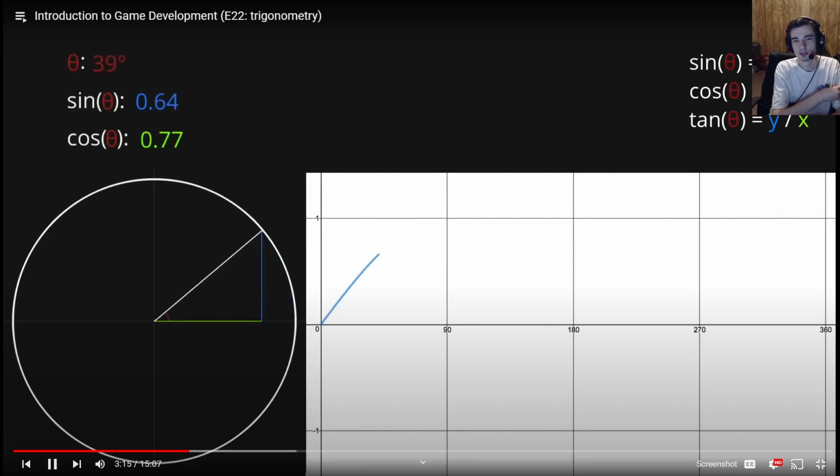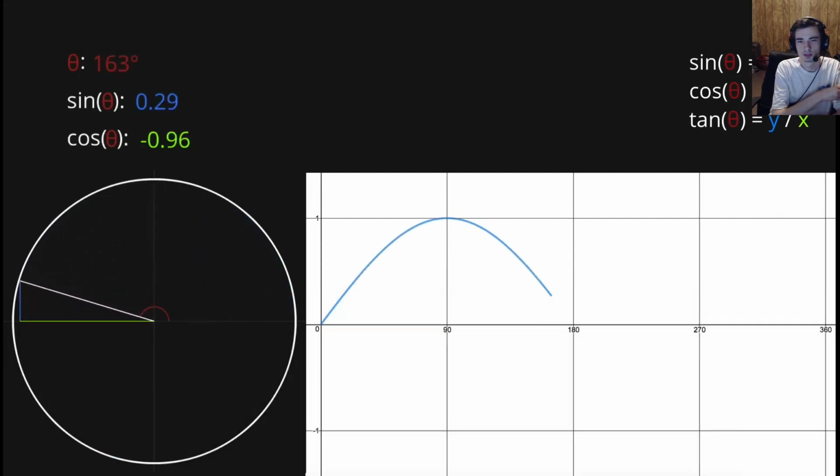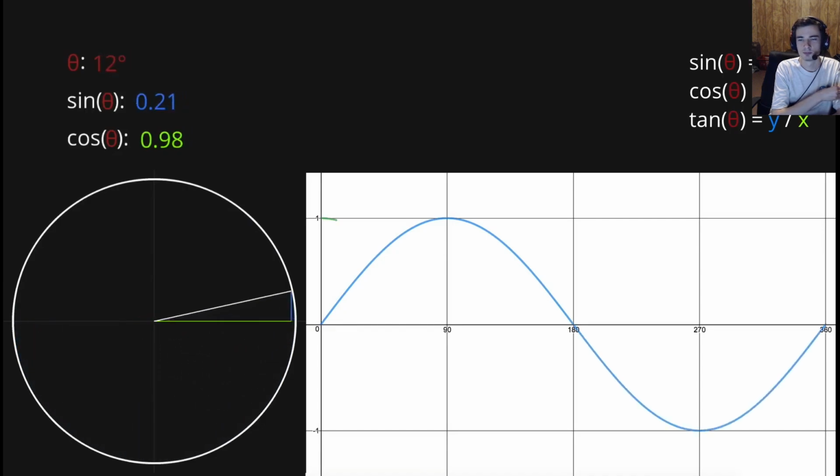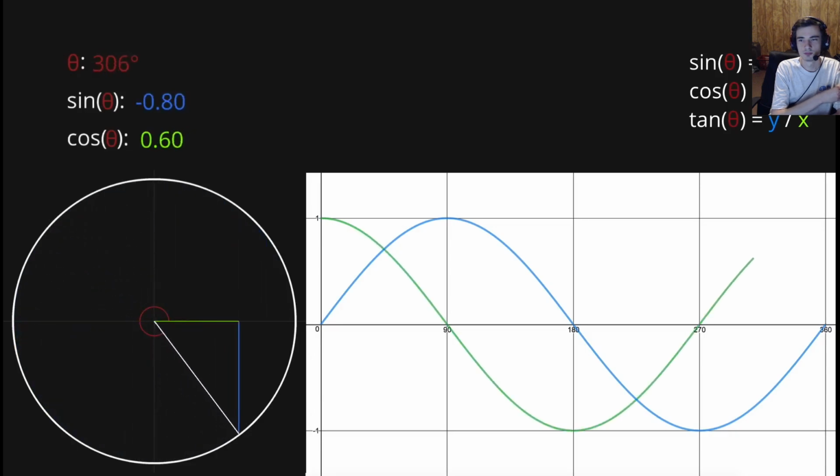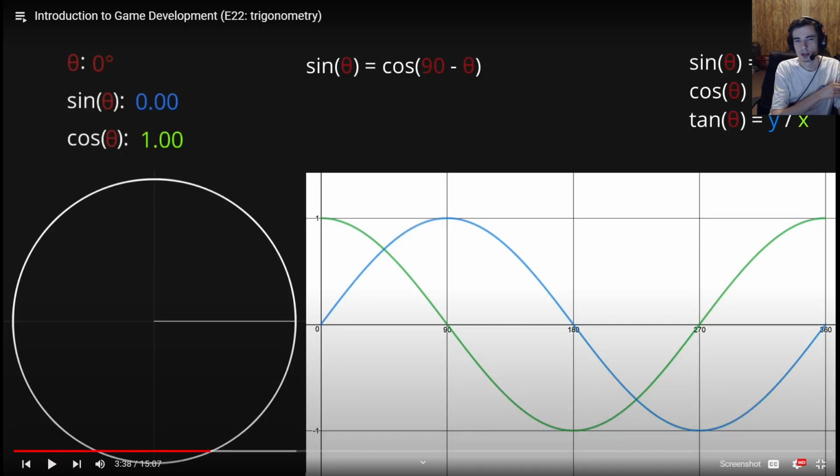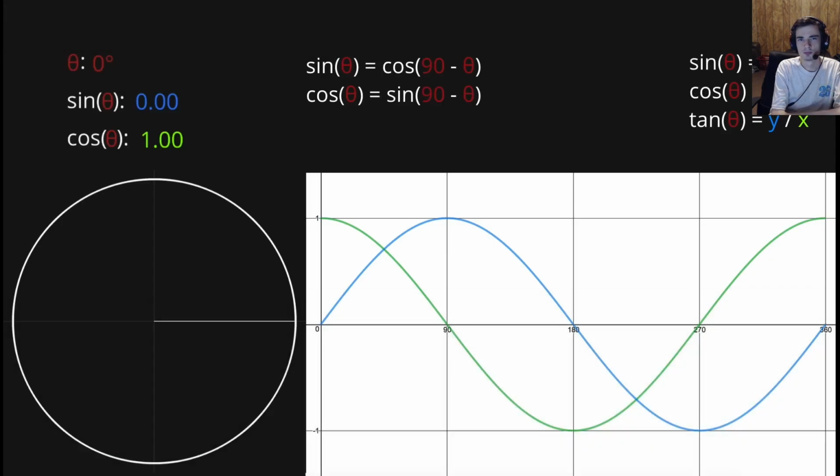As theta goes from 0 to 360 degrees, we get a plot of sine theta. We can do the same thing for the green line, cosine, and we'll notice we get the same curve, just offset by 90 degrees. From this, we can tell that sine theta is equal to cosine of 90 minus theta. Conversely, cosine of theta is equal to sine of 90 minus theta.